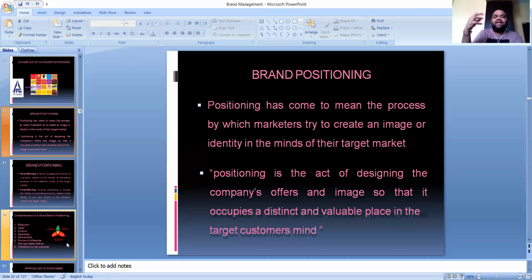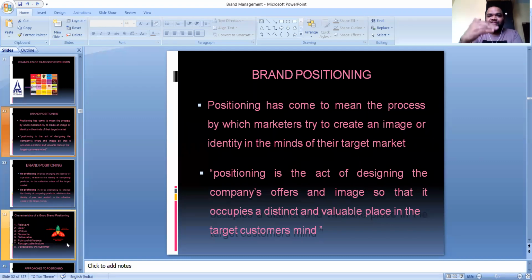Positioning is the action of designing what a company offers, its image, so that it occupies a different and valuable place in the target customer's mind. We call it brand positioning. In simple layman's terms, whatever position or image a product holds in the customer's mindset, we call it brand positioning.